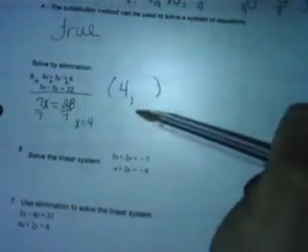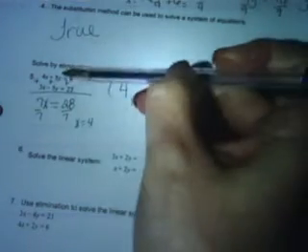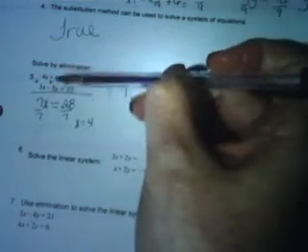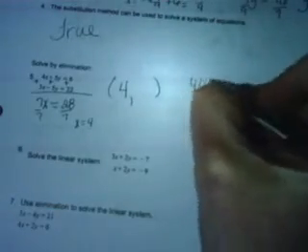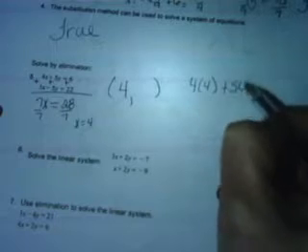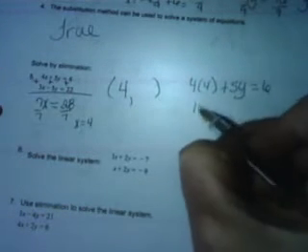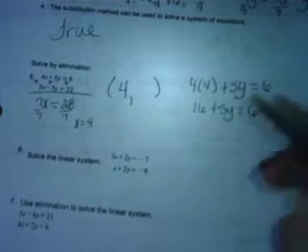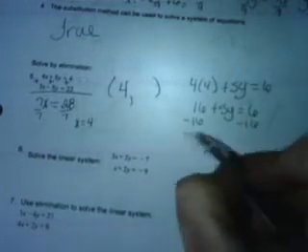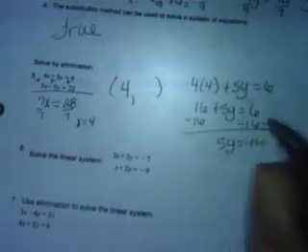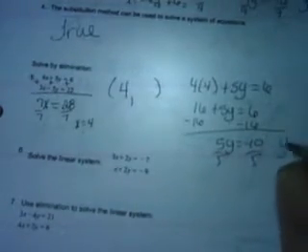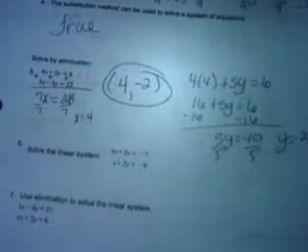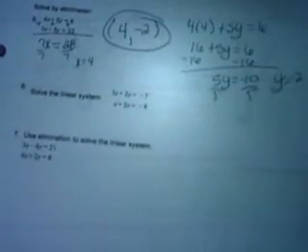Okay, how am I going to find my y? Plug in x into either equation. Does it matter which one? No. Which one do y'all want to do? The first one. Okay, so 4 times 4 plus 5y equals 6. 16 plus 5y equals 6. Subtract 16 from each side, so 5y equals negative 10. Divide by 5, y equals negative 2.